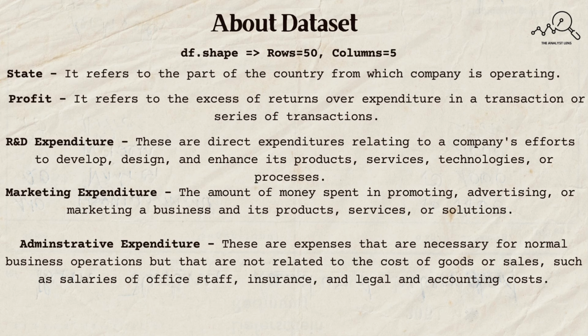So the first column we have is state. State refers to the part of the country in which the company is operating. For example, in India, if a company is operating in Gujarat, Maharashtra or Mumbai, these are the states in which they are operating. The next one is profit. Profit refers to the excess of return over expenditure in a transaction or series of transactions. For example, if the revenue for my organization is 2000 crore and after deducting all the expenditure we have 1000 crore, then this is our profit.